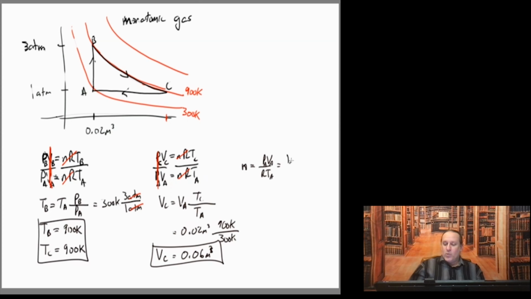And the pressure is 1.013 times 10 to the 5th. The volume is 0.02. The ideal gas constant is 8.31, and the temperature is 300 Kelvin. So that's going to give us 0.813, in case we need that. Okay, so all of that was just to fill in all of the blanks. Now we want to find the net work.